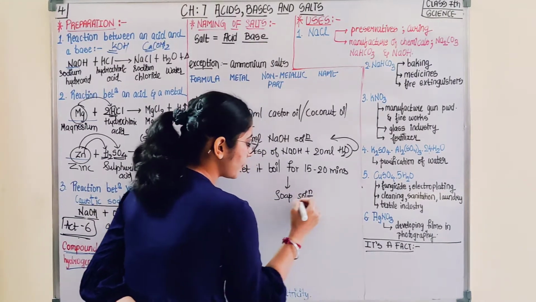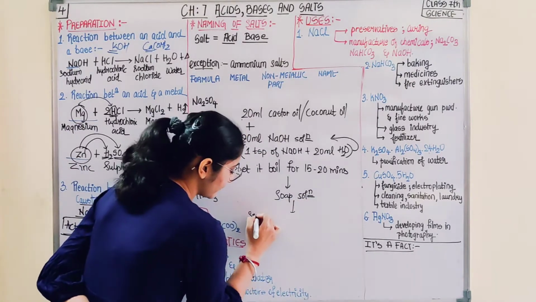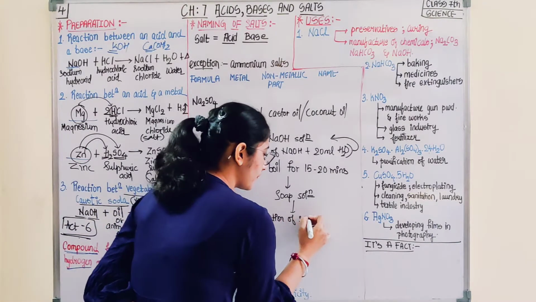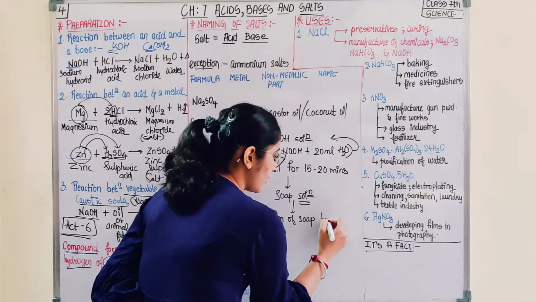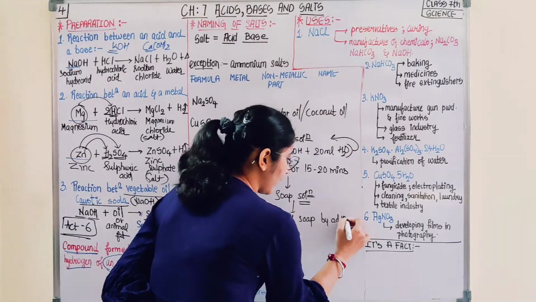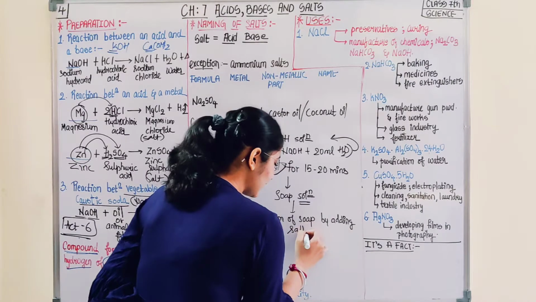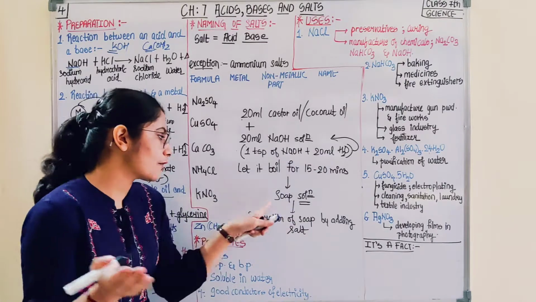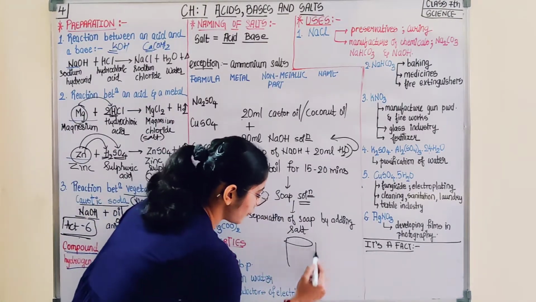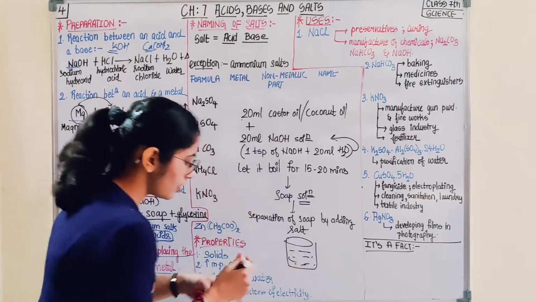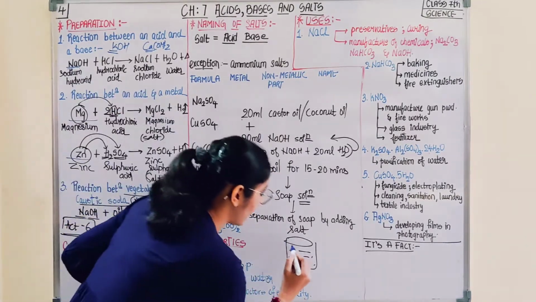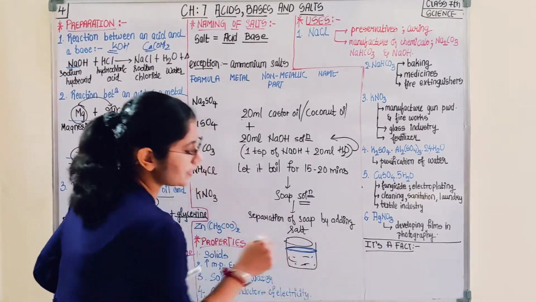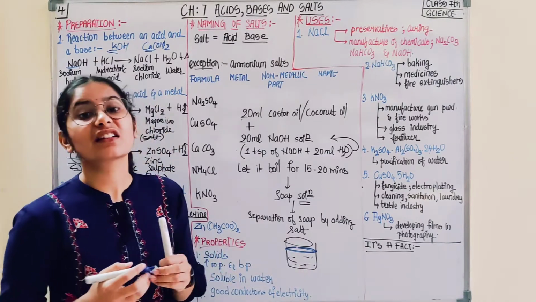You can separate the soap from this solution by adding salt. So when you add salt to this soap solution, what happens? There would be a formation of a thin crust of soap on the solution. Let's suppose this is the soap solution. After adding salt, a thin layer of soap is formed on the upper surface of the solution, and that is nothing but the soap.